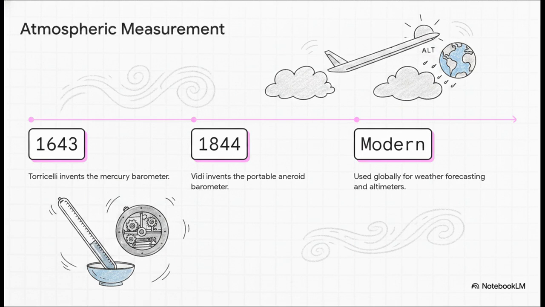Then, jump to 1844, and Lucien Vidi invents the portable aneroid barometer, using a sealed metal box and spring mechanism instead of liquid. These early leaps in understanding led directly to the vital tools we use all over the world today, like aviation altimeters and weather forecasting tech.